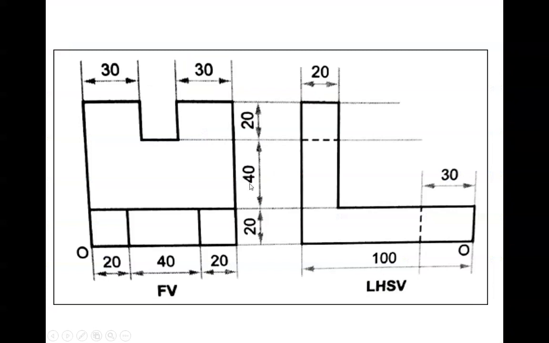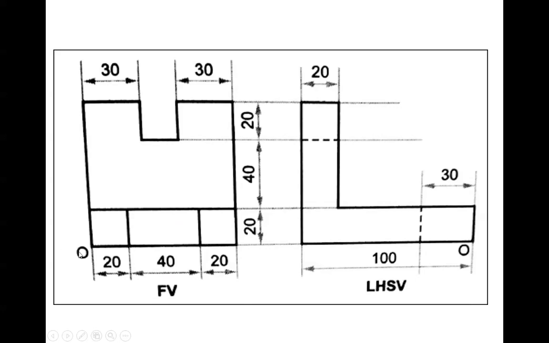So this is the problem, that is the object. It is of 80 mm width, height is of 80 mm and length is of 100 mm. So it is an L shape component having slots on the vertical face as well as on the horizontal face, and here we have given the front view and the left hand side view.